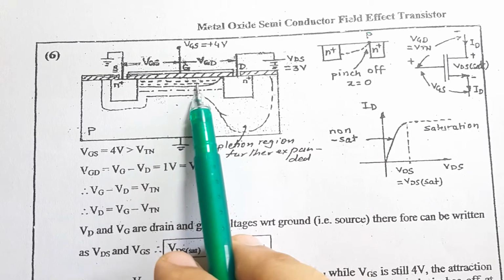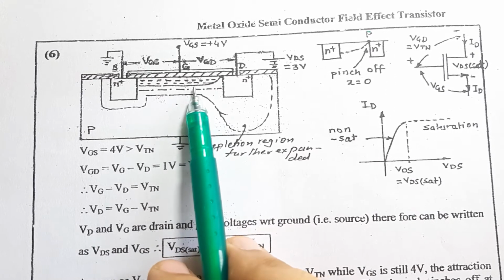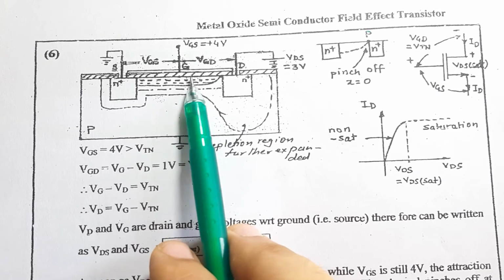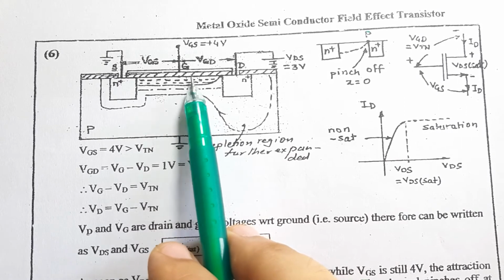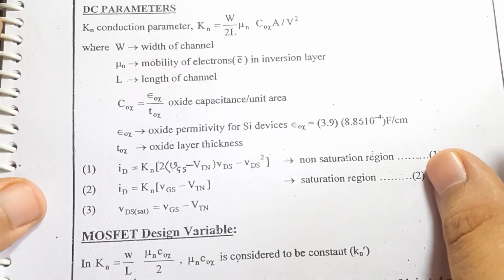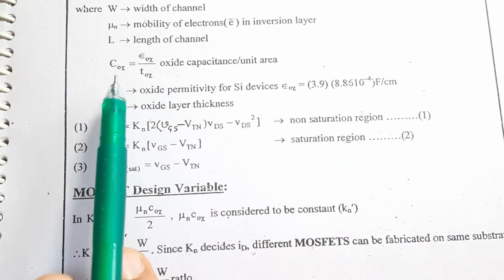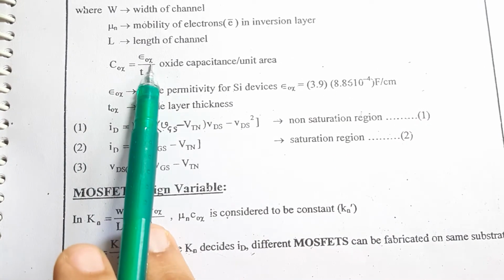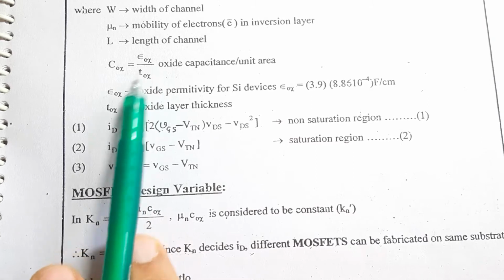So now can I say, where earlier I had holes, now I have electrons here. So now I would say that this layer is nothing but the inversion layer over here. So yes, mu n is nothing but the mobility of the electrons in the inversion layer, and L is the length of the channel. COX is nothing but epsilon OX upon TOX.